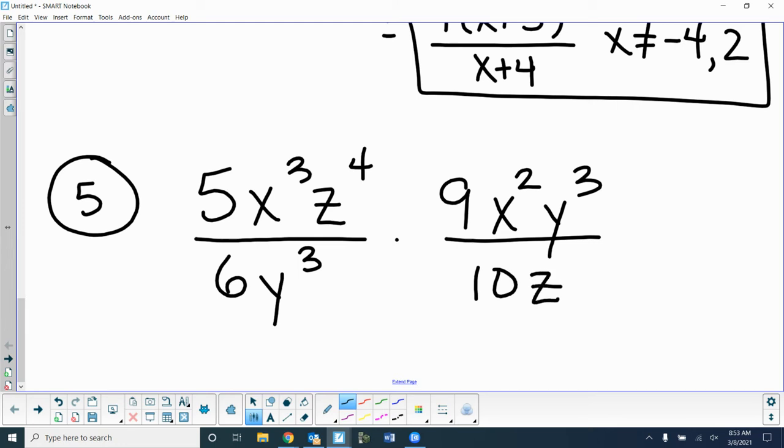Do we have to worry about restrictions? No. Okay, so let's look at the numbers. Look at 5. Is there a common factor with 5 and 6? No. How about 5 and 10? Yeah, what is it? 5.